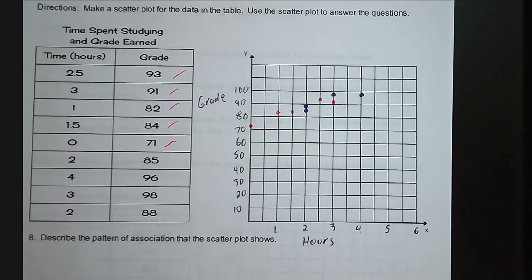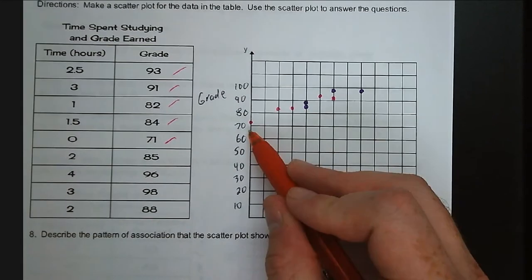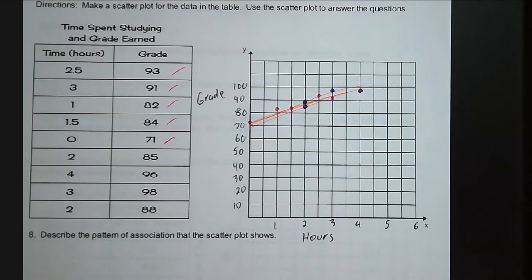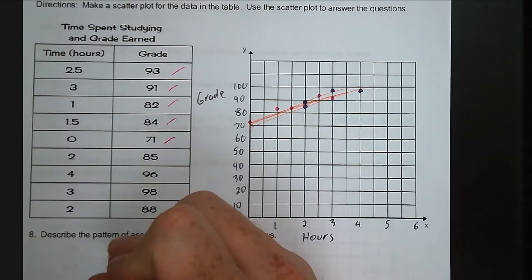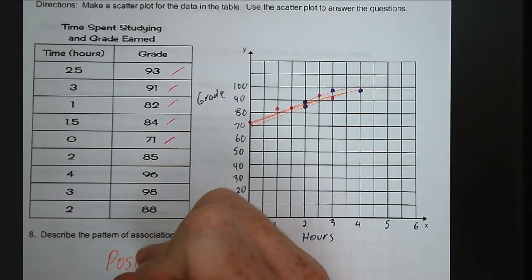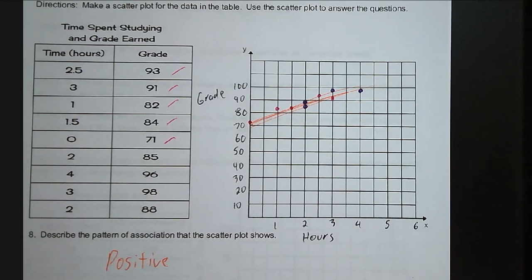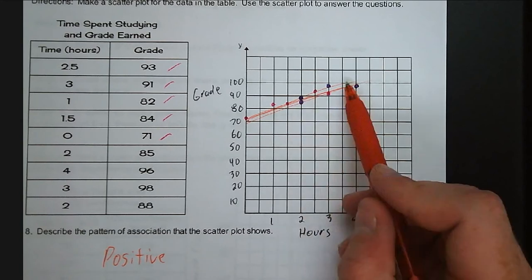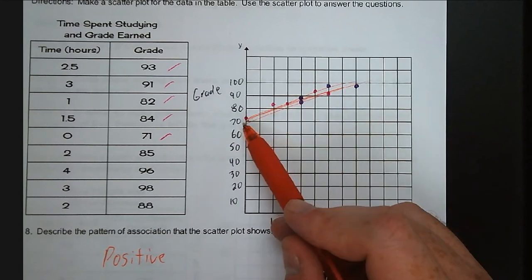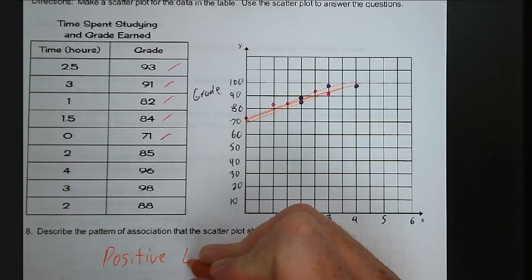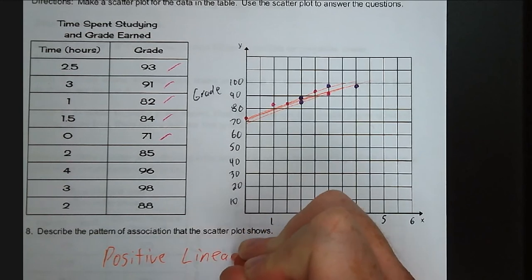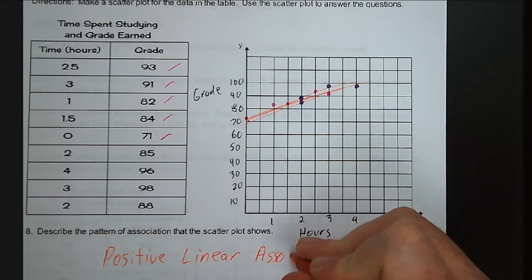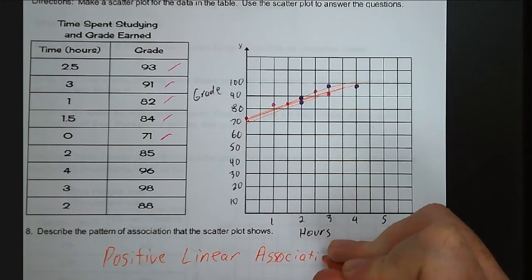So, describe the pattern of association that the scatter plot shows. First of all, let's just kind of look at it in general terms. It seems like we have a line that's going up. So I would say that is a positive association. I would also say that they are clustered pretty closely on a line. So I would say it's linear. So that is a positive linear association.